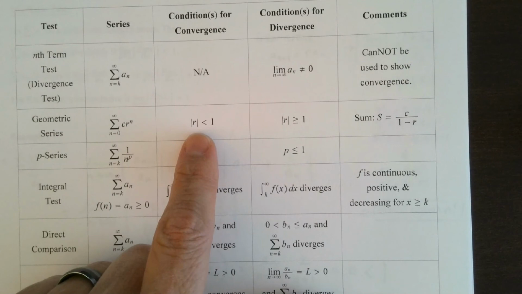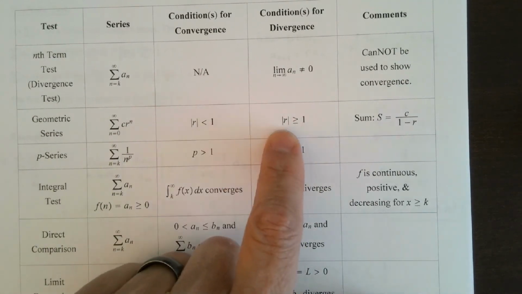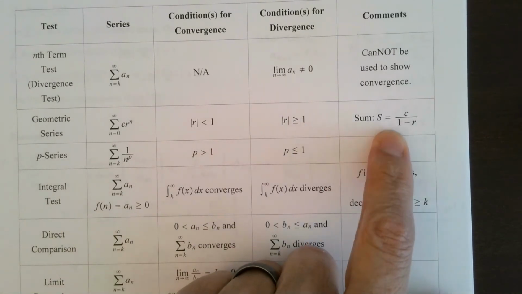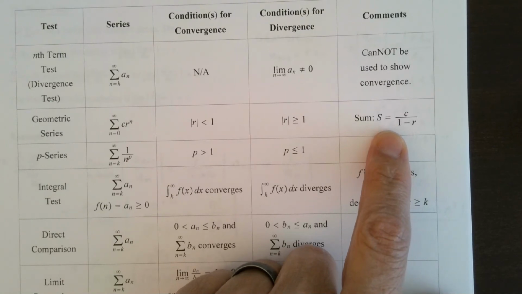Geometric series we talked about, right? If the ratio in absolute value is less than 1, the series is convergent. If it's greater than or equal to 1 in absolute value, then the series is divergent. And for convergent series, we even have a formula for the sum of the series, which is not something we normally have for a lot of series. We just know whether or not they converge or diverge.